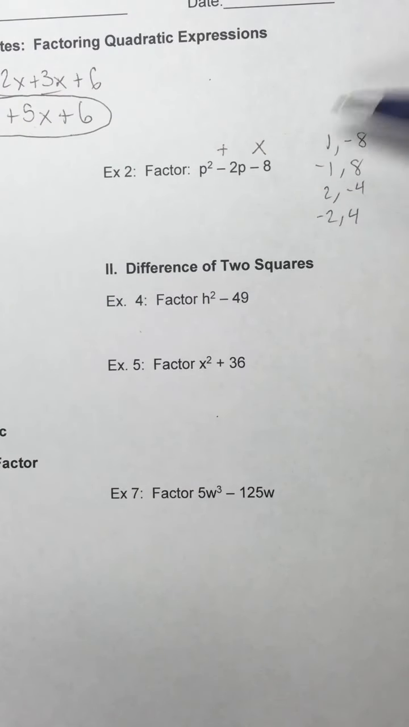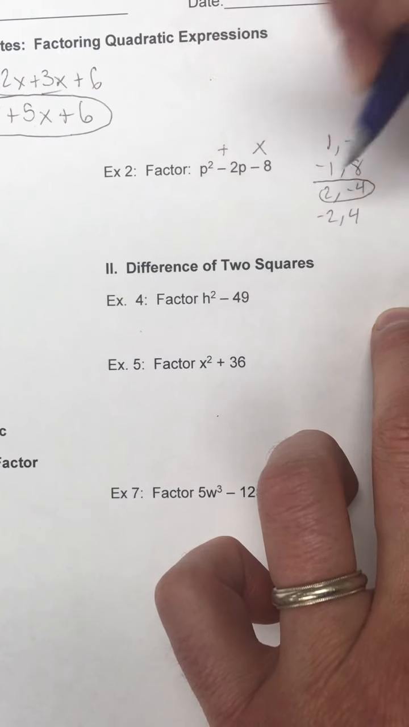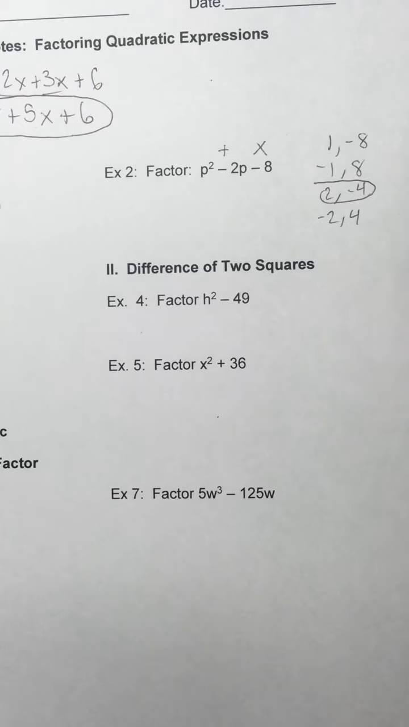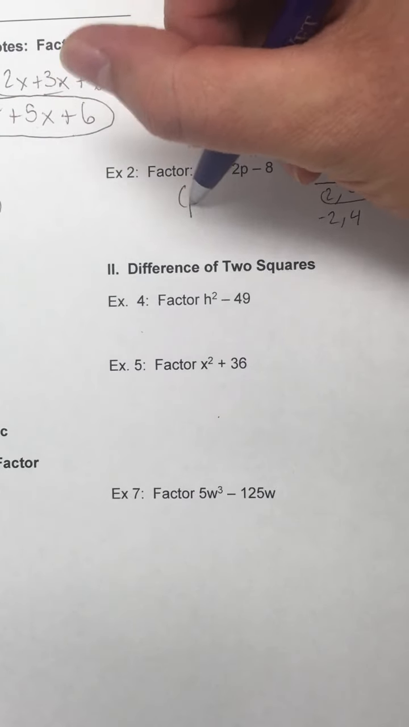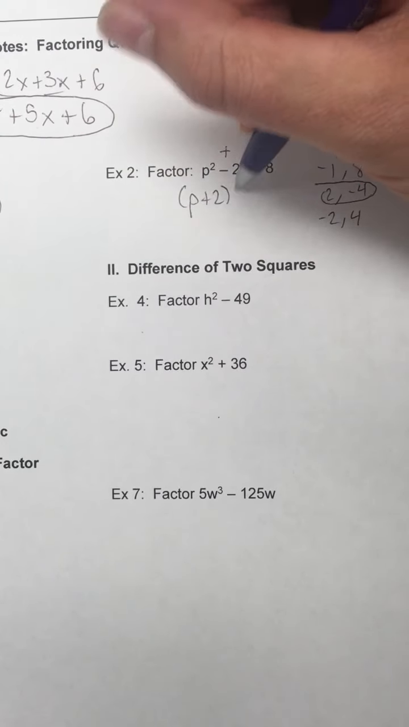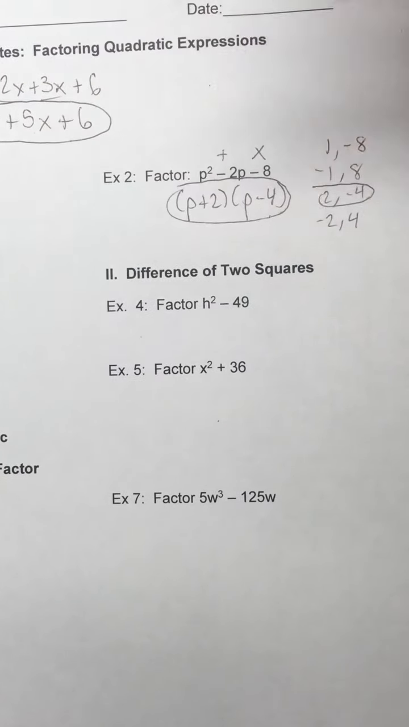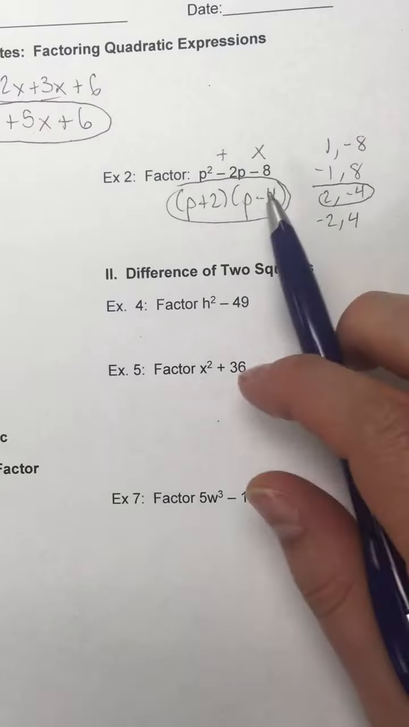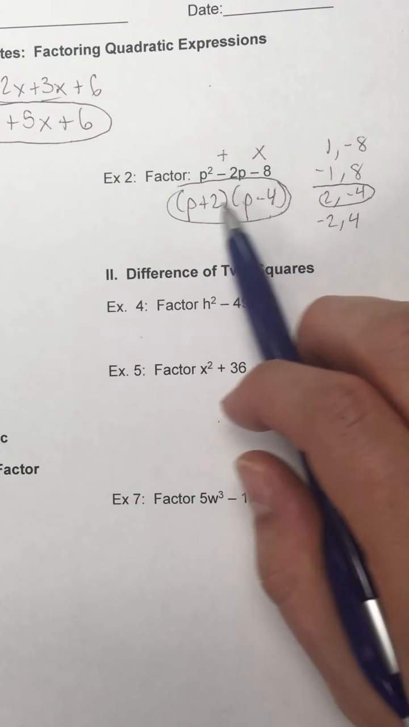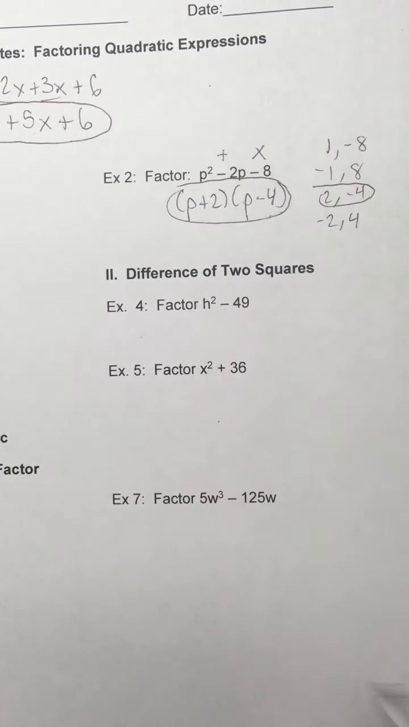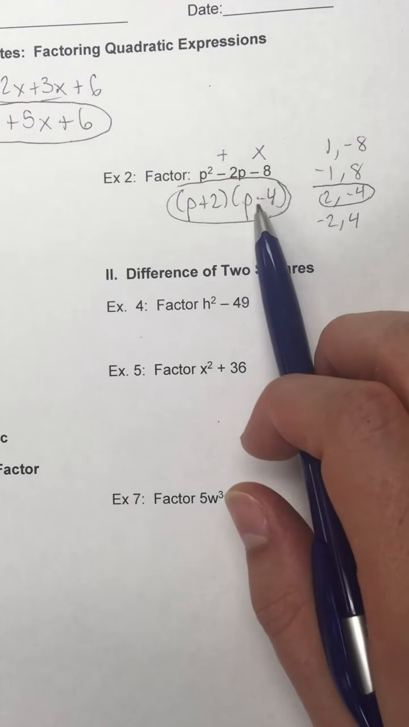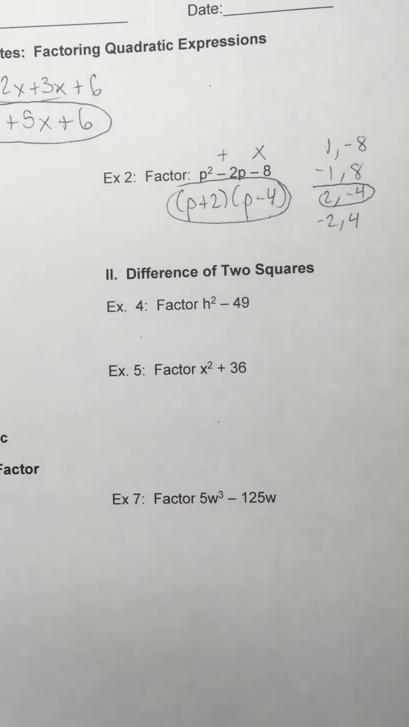Do any of these add to give me negative 2? Here it is. Positive 2, negative 4. So I can factor this into p plus 2 and p minus 4. Again, the order doesn't matter. You could write p minus 4 and then p plus 2, but it does matter where the sign is. You have to have one positive, one negative, so that they multiply to give you a negative 8. And the bigger number has to be negative so that it adds to give you a negative 2.